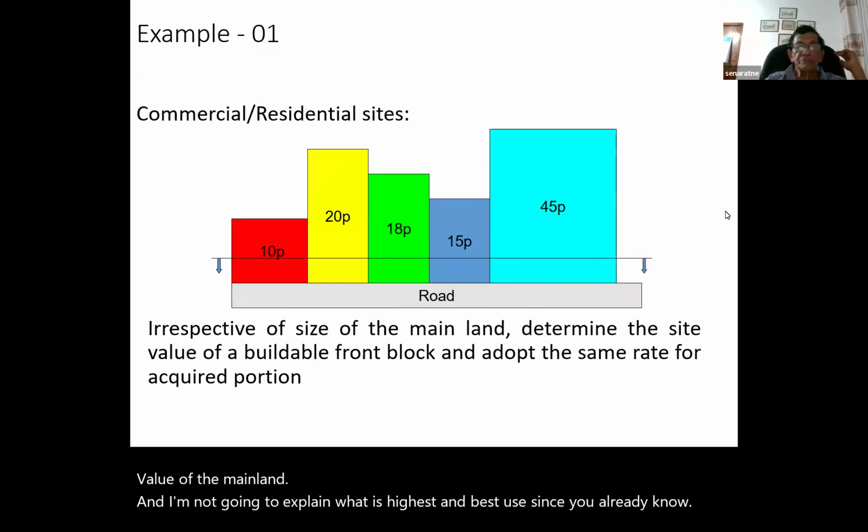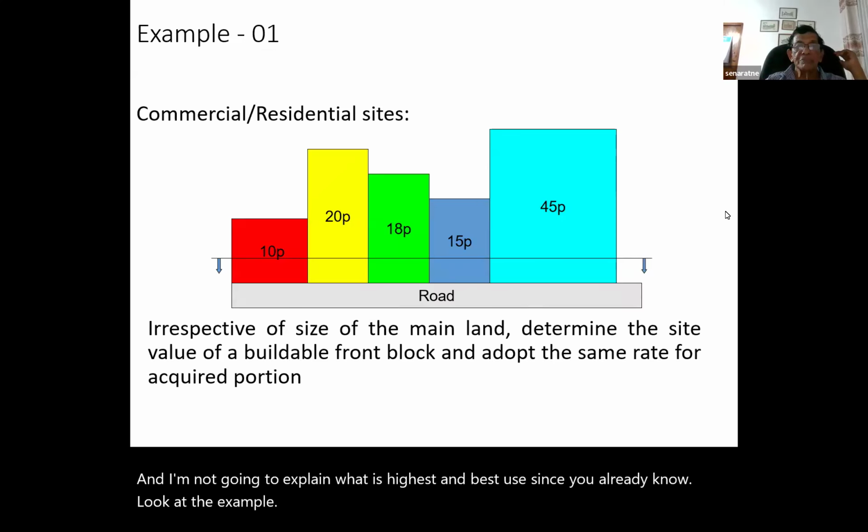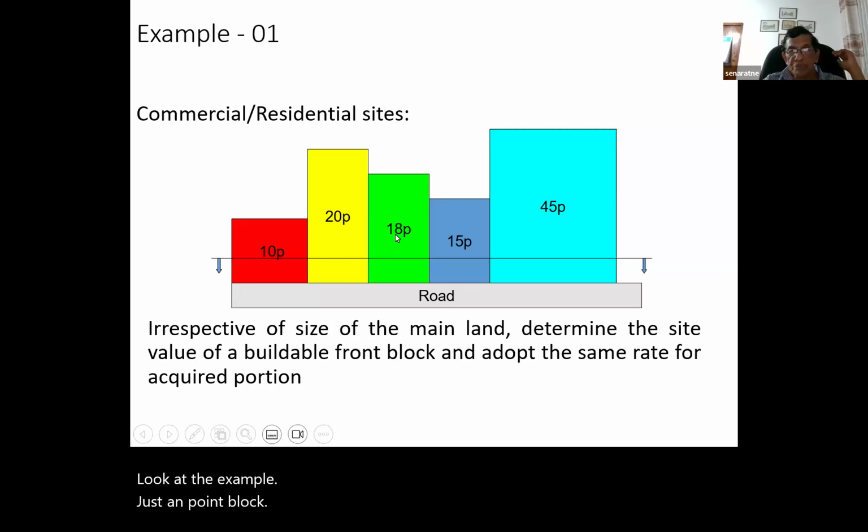Look at the example. It's a 10-point block, a 20-point block, an 18-point block, a 15-point block, a 45-point block. Then the strip is acquired. Generally, it says, irrespective of the size of the mainland, determine the site value of a buildable front block and adopt the same rate for the acquired portion.